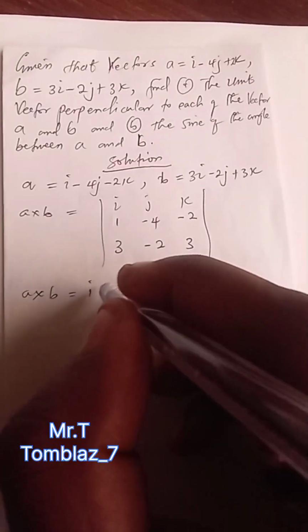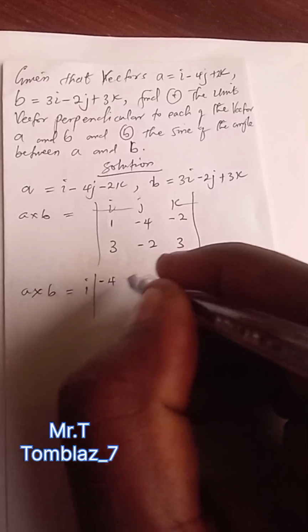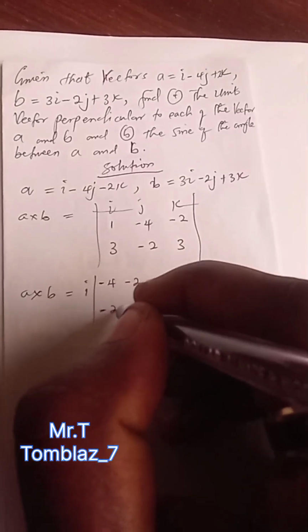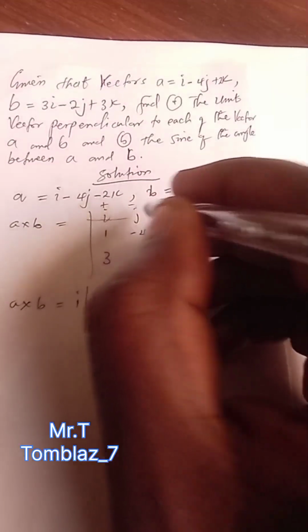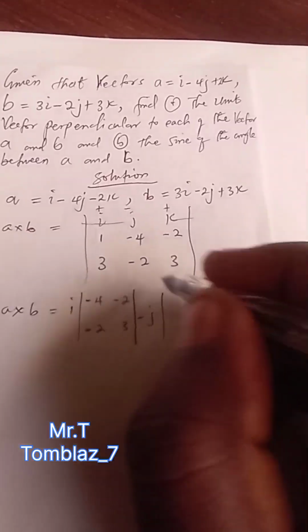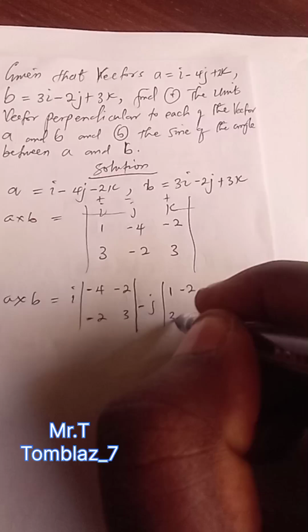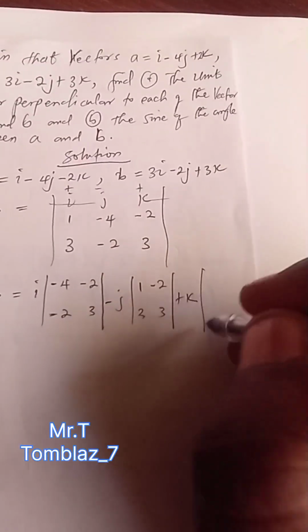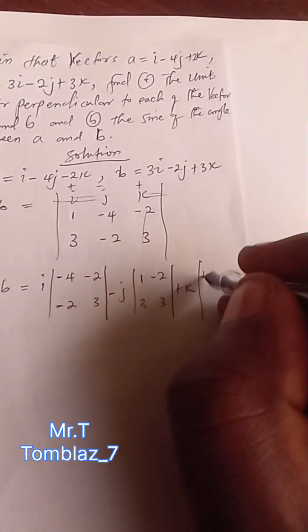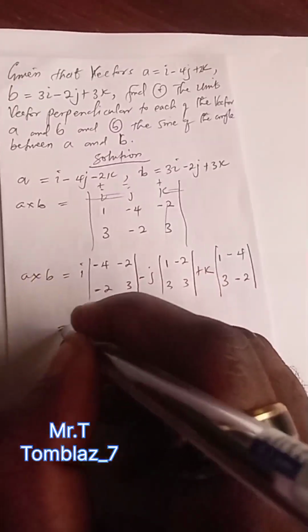So we have i, and the element of i will cancel this row and column. We have minus 4, minus 2, minus 2 and 3. Then for j, let's recall the law that j is minus, and then the elements that will be left will be 1, minus 2, 3 and 3, and the last one plus k. We have the elements 1, minus 4, 3, minus 2. So let's expand this again.